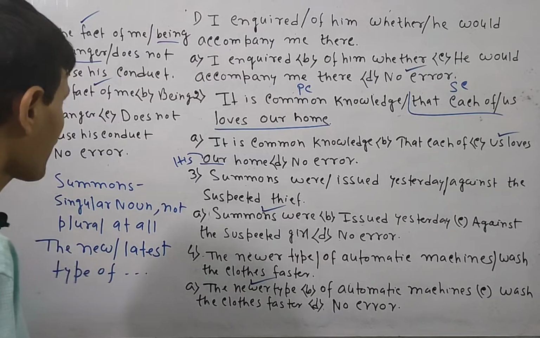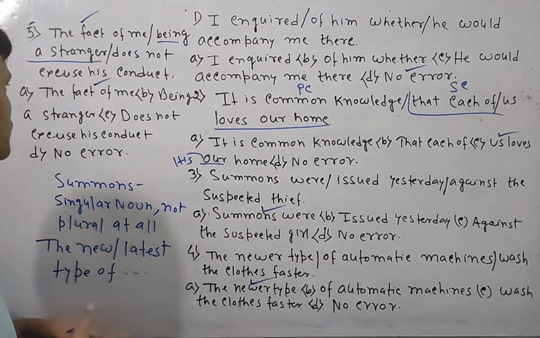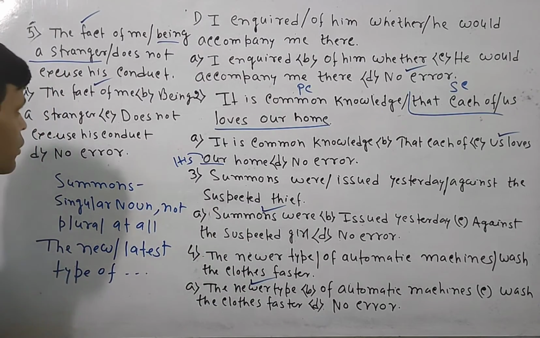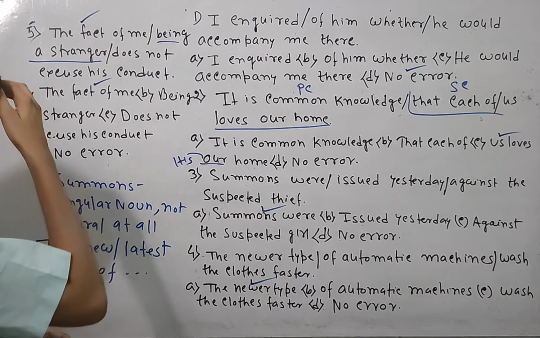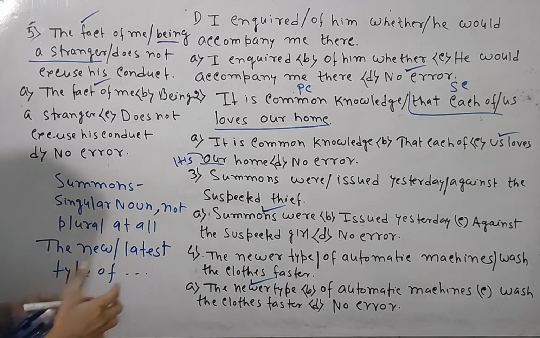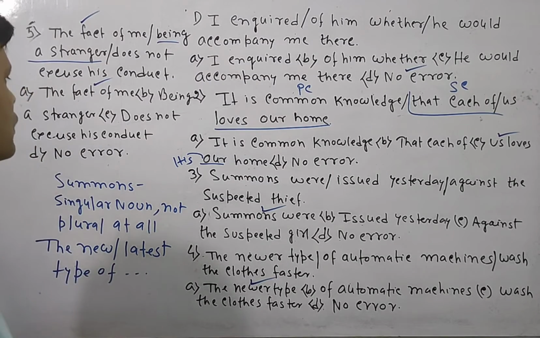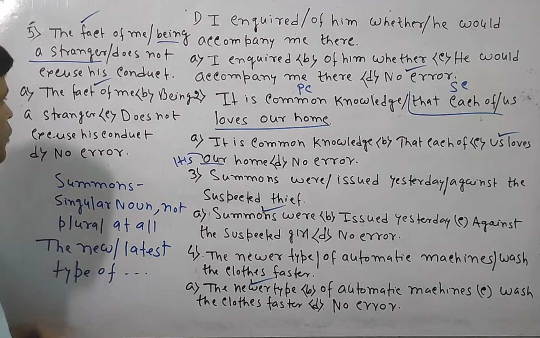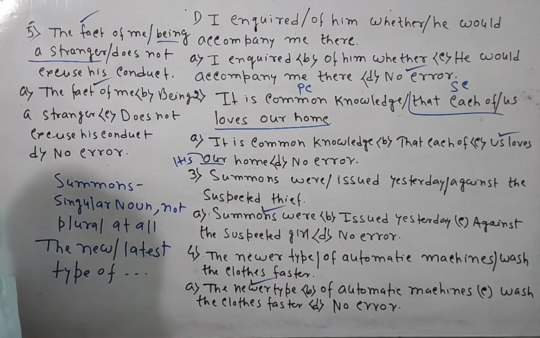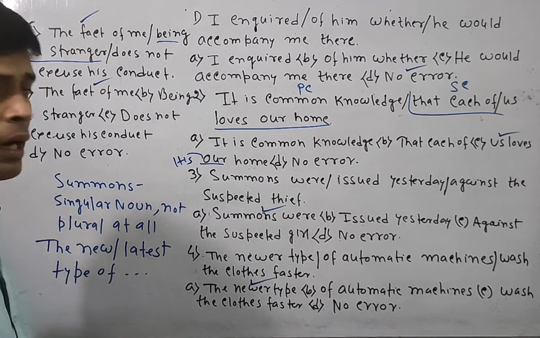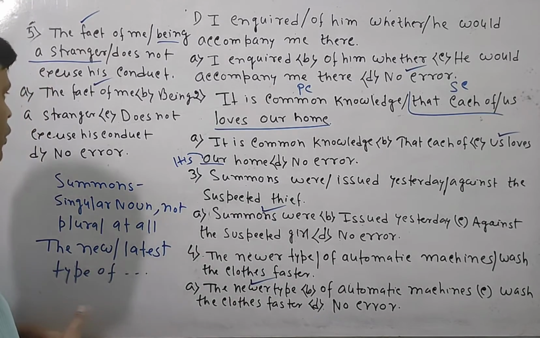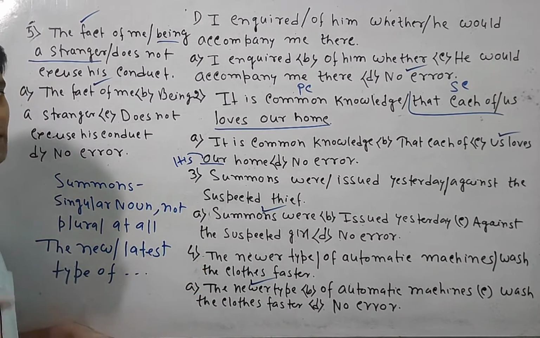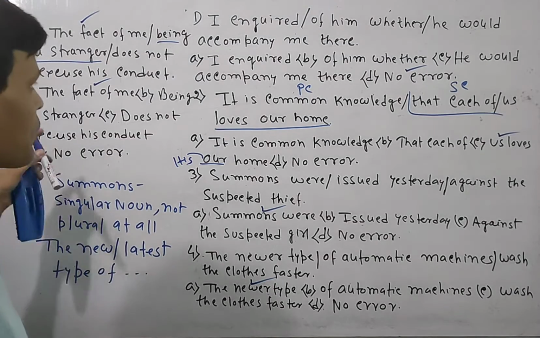The fact of my being a stranger does not excuse his conduct, not like the fact of me being a stranger does not excuse his conduct. So being a stranger is not having any mistake, does not excuse is not having any mistake, no error. Rather this part, instead of the fact of me, it should have been the fact of my. You are just asked to find out the error, so you are not asked to find out the error and correct the errors. Okay. So this part is having some mistake.